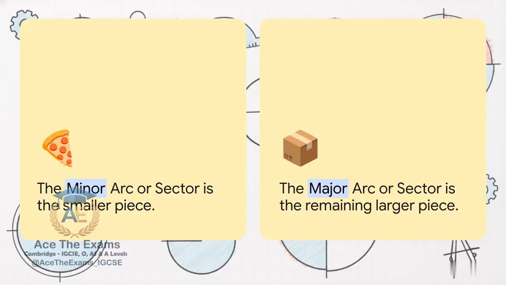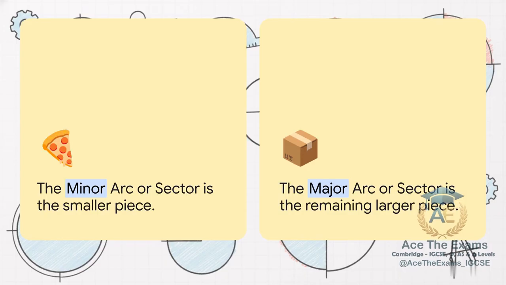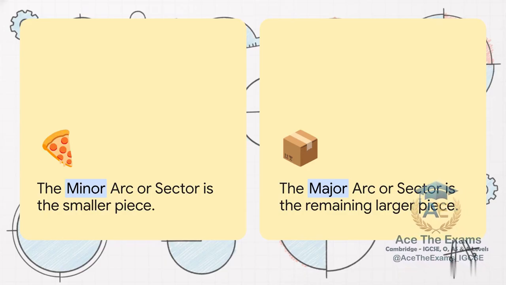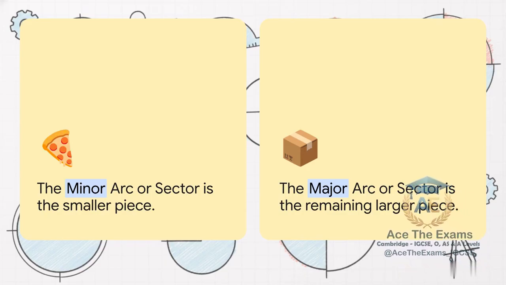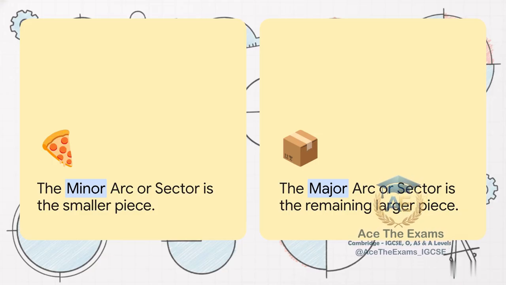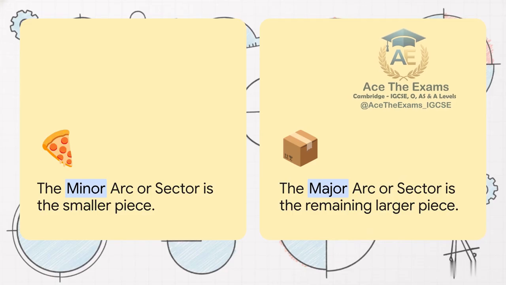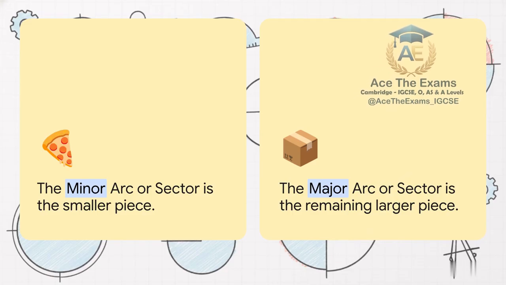So, what happens when you cut a slice out of a circle? You actually create two slices. And this brilliantly illustrates the contrast between minor and major. The minor arc or sector is the smaller piece, the literal slice you take out. The major arc or sector is the remaining larger piece. What's left in the box? I point this out because it's an incredibly common place for students to lose simple marks. Always read the question carefully to see whether a problem is asking for the minor or major piece.